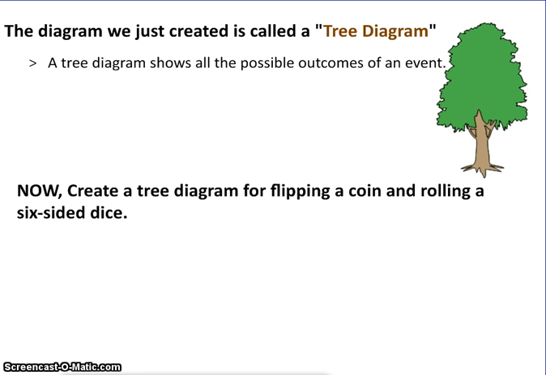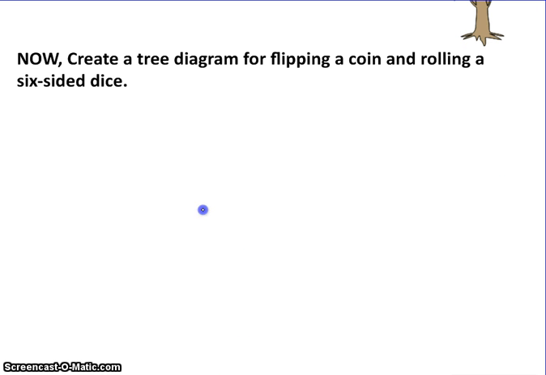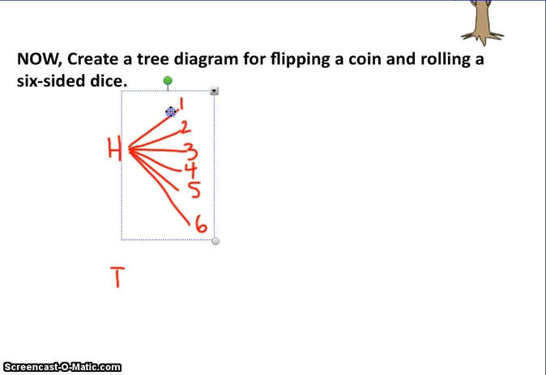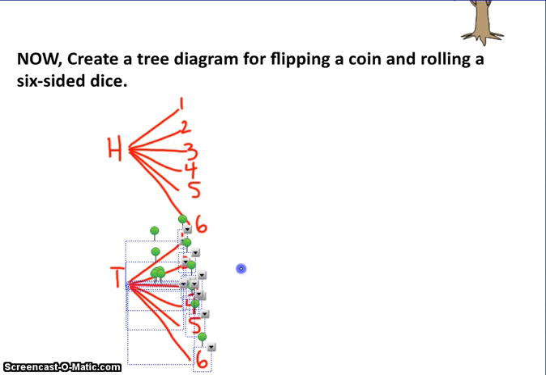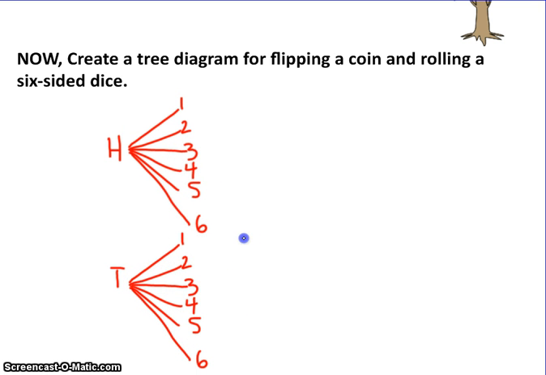All right, and we call it a tree diagram because it shows all the possible outcomes and it kind of looks like a tree. So let's create a tree diagram for flipping a coin and rolling a 6-sided die. Now when we flip a coin, we have 2 options, heads or tails. After I flip the coin, I have 6 possible options on my die: a 1, a 2, a 3, a 4, a 5, and a 6. And we have the same exact options for tails. So this right here is a tree diagram for both flipping a coin and then rolling a 6-sided die.